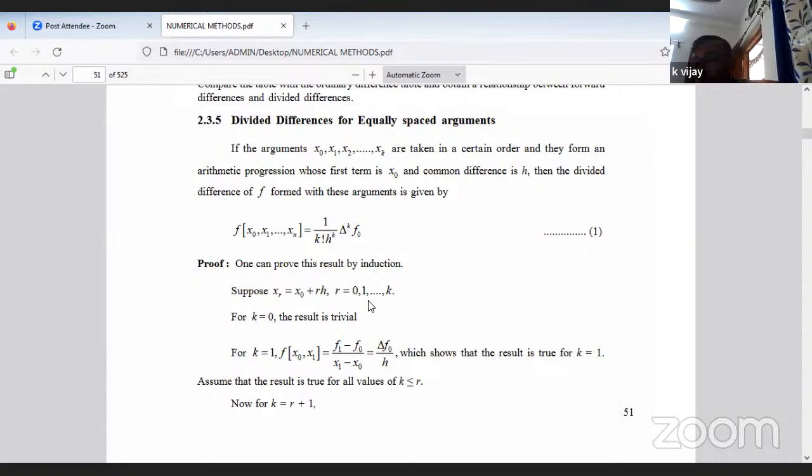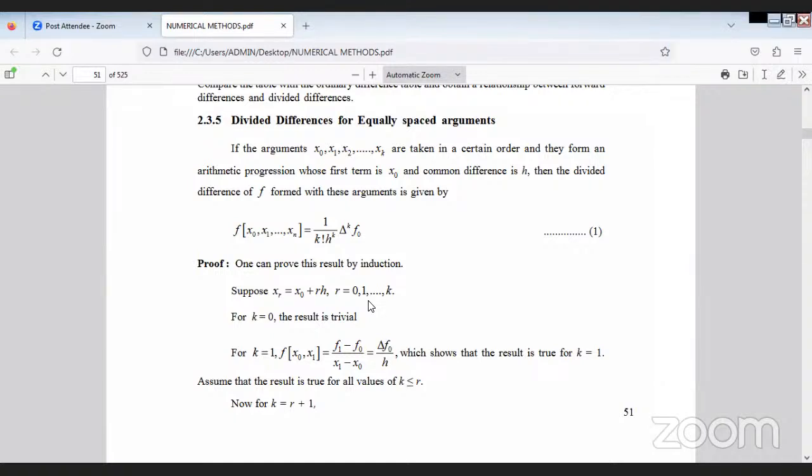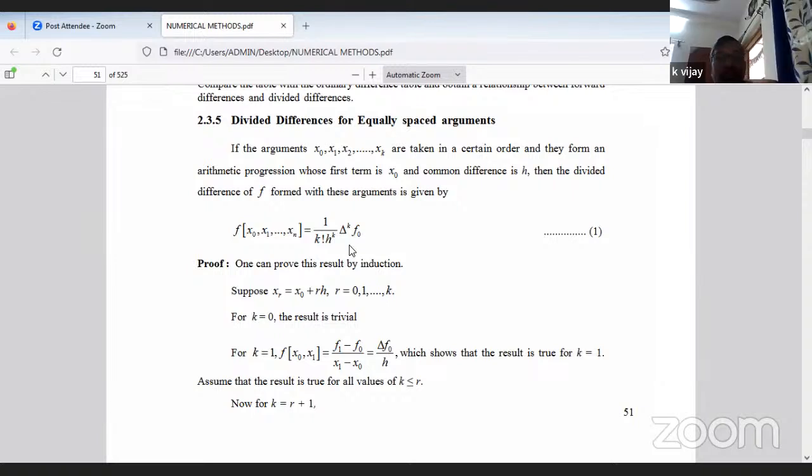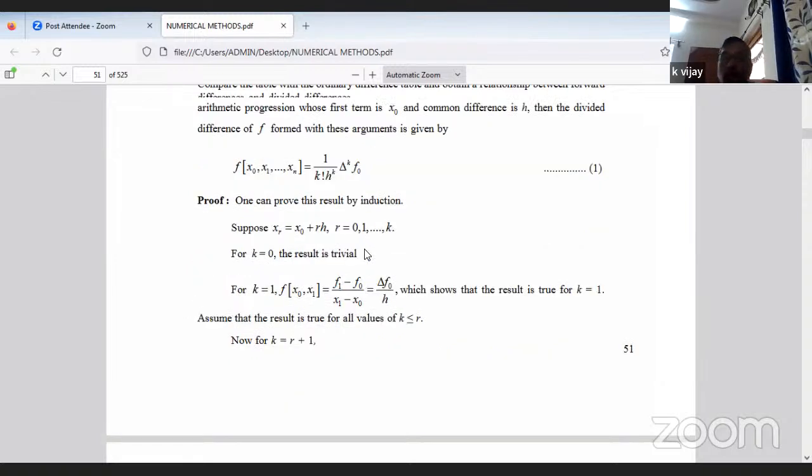So the arguments x0, x1, x2 and so on are taken in order, and they are formed in an arithmetic progression whose first term is x0 and common difference is h. Then the divided difference with the argument f of x, comma x0, comma x1, x2, x3, and so on up to xn, is 1 by k factorial h power k delta power k f0. That is the formula we have to prove here.